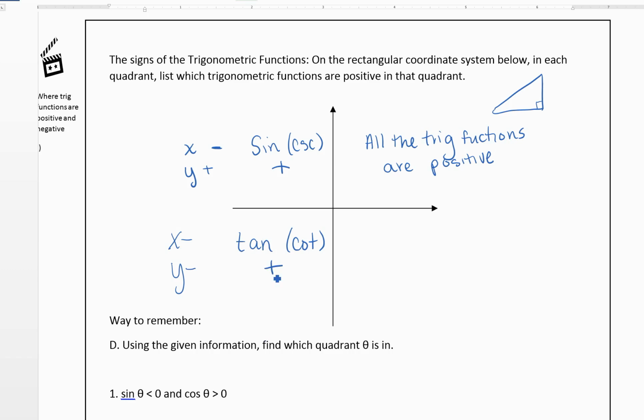Okay, then we're going to look at the fourth quadrant where the x is positive, but we've gone down, so the y is negative. Okay, and here cosine and secant are positive, but all the rest are negative. Okay, and there's a little mnemonic device to help you remember this. So the mnemonic device is: All Students Take Calculus.